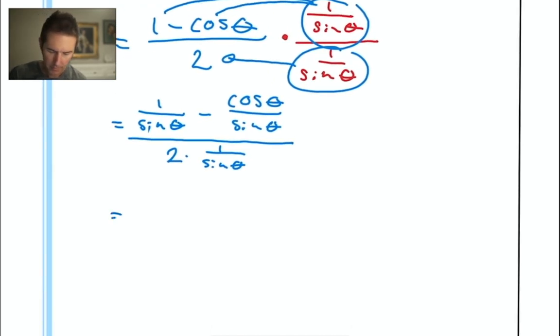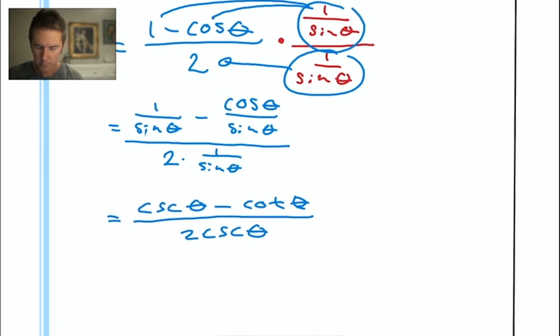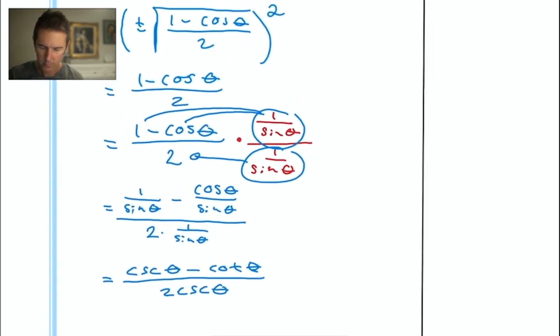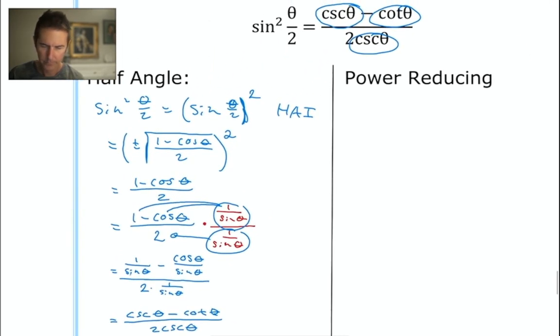What's 1 over sine theta? Oh yeah, it's cosecant theta minus cosine over sine, that's cotangent theta. And this is over 2 times 1 over sine theta. Oh, it's 1 over sine theta. That's cosecant theta. See at the top of your screen with those blue circles around it? Sure enough, we've done it.